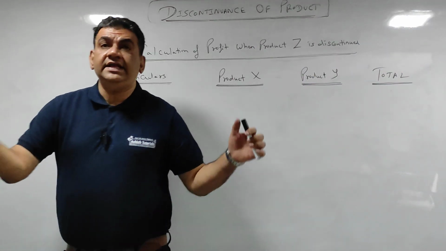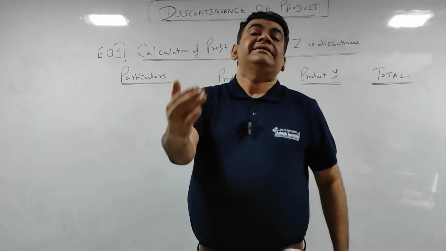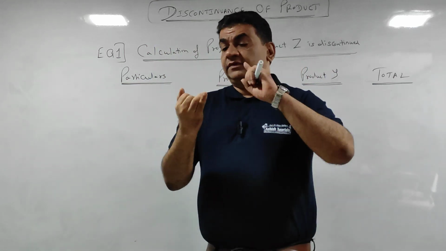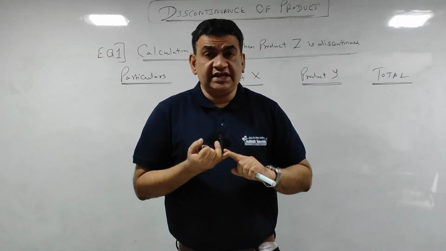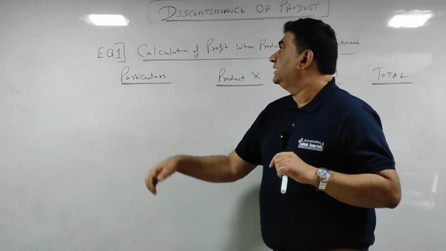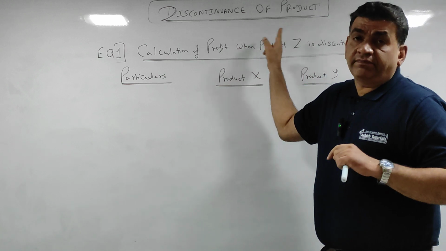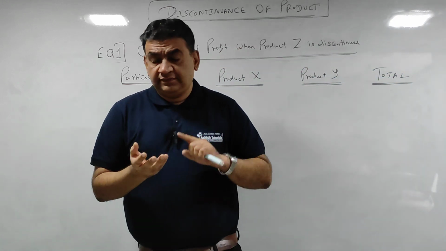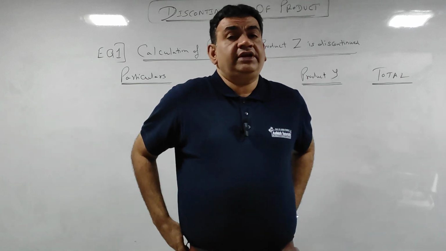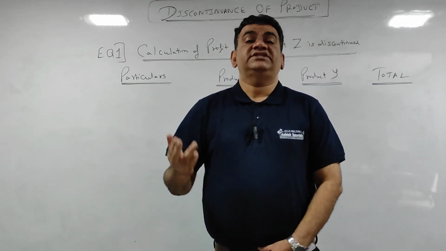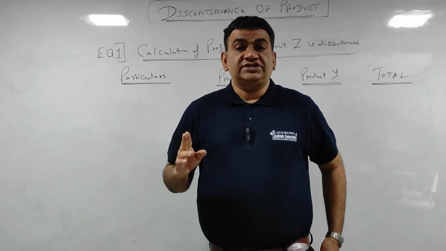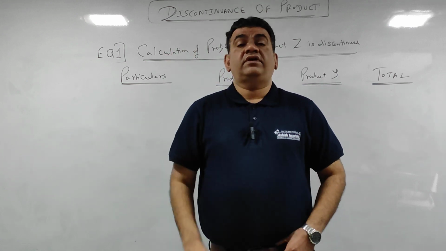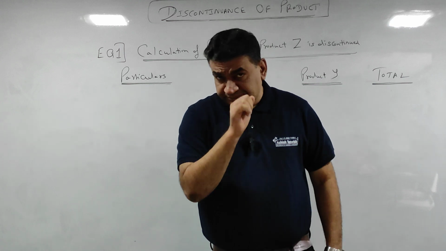Hi guys, taking the next session of managerial decision making, part 2 of this video, where I'll be taking two variations. One is discontinuance of a product and the second is export offer. I had mentioned in the previous video that in the next session I'll be taking two variations, and after this I'll take another video with a very important variation of key factor.